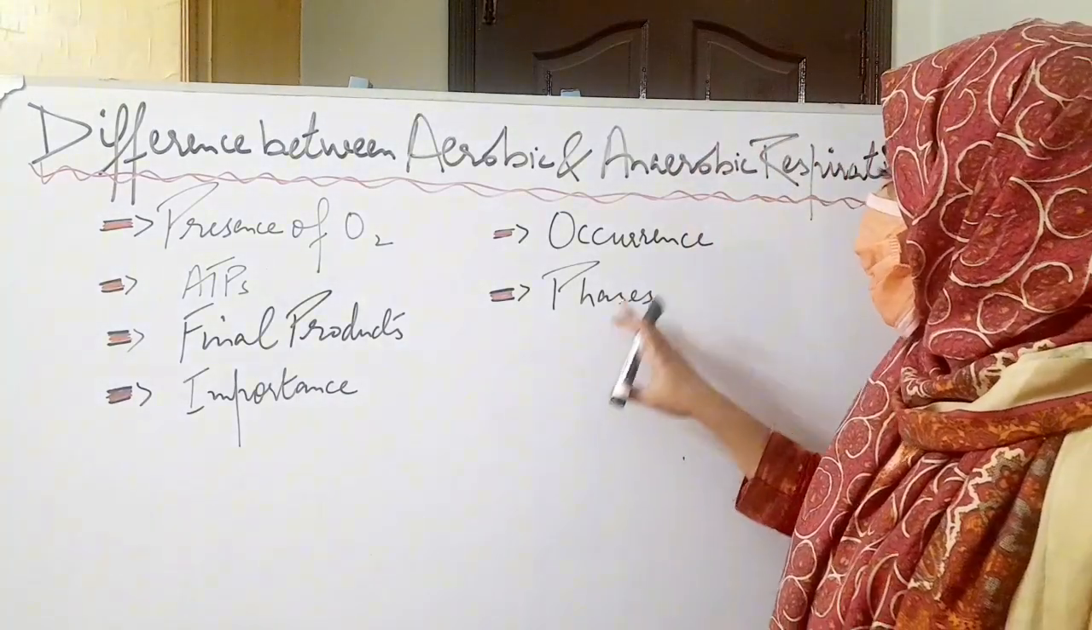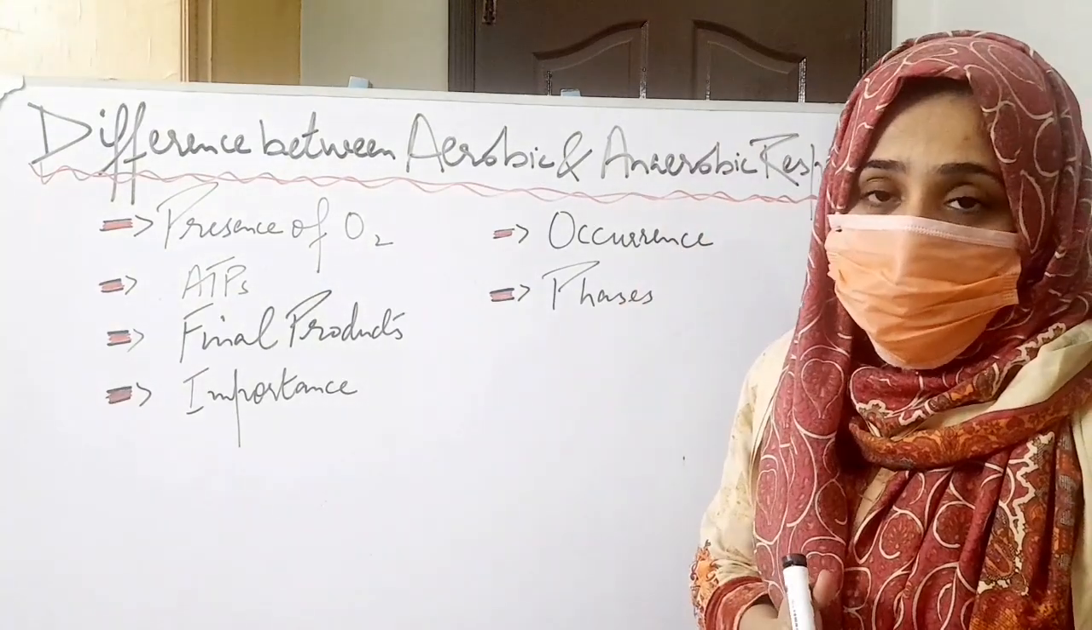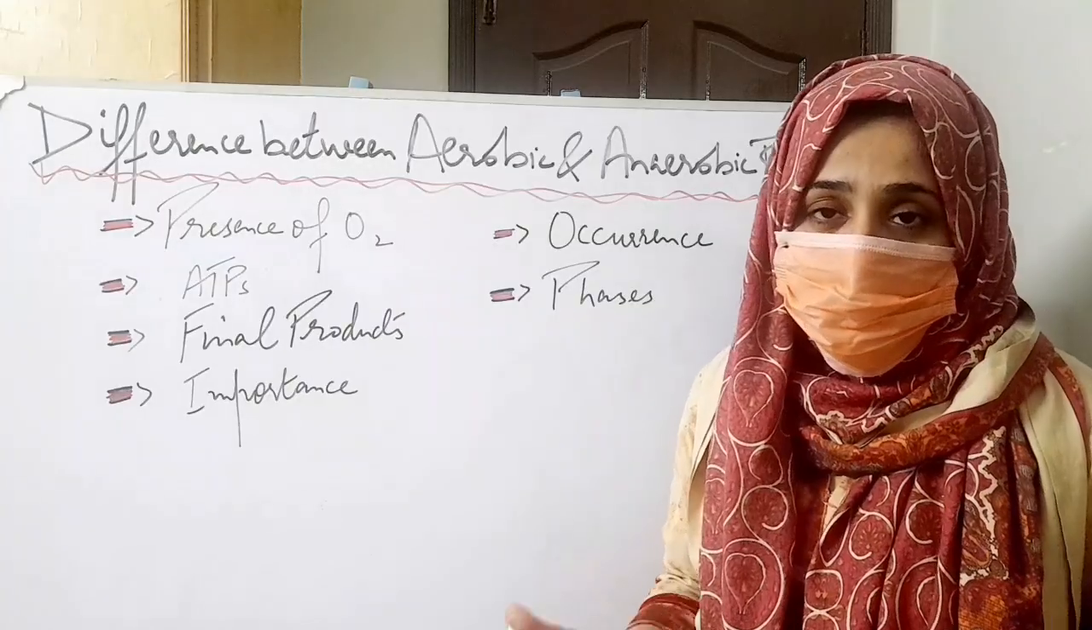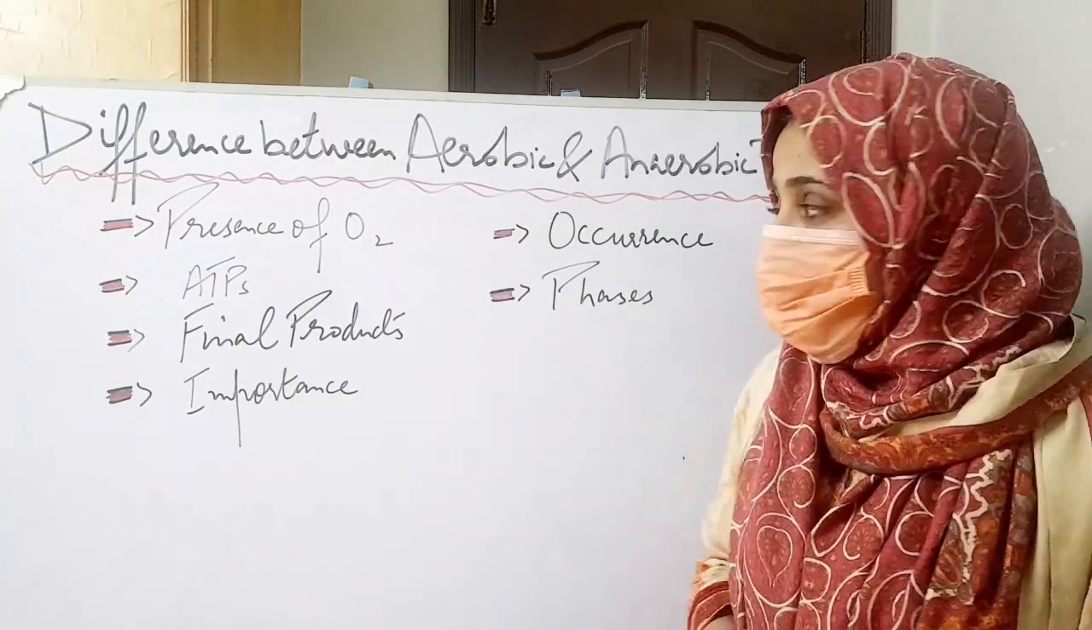Whereas there are only 2 phases in anaerobic respiration. The first phase is glycolysis and the second phase is fermentation. It can be lactic acid fermentation or alcoholic fermentation.